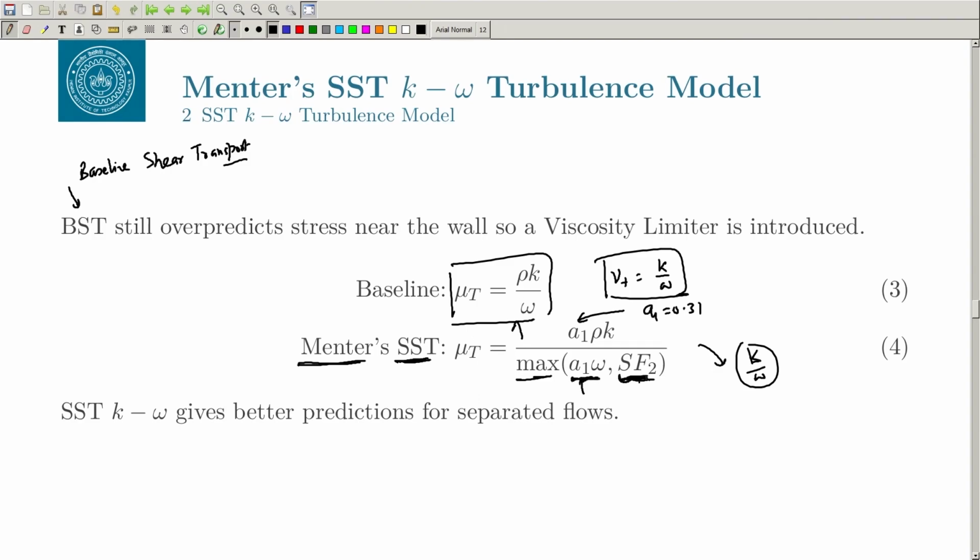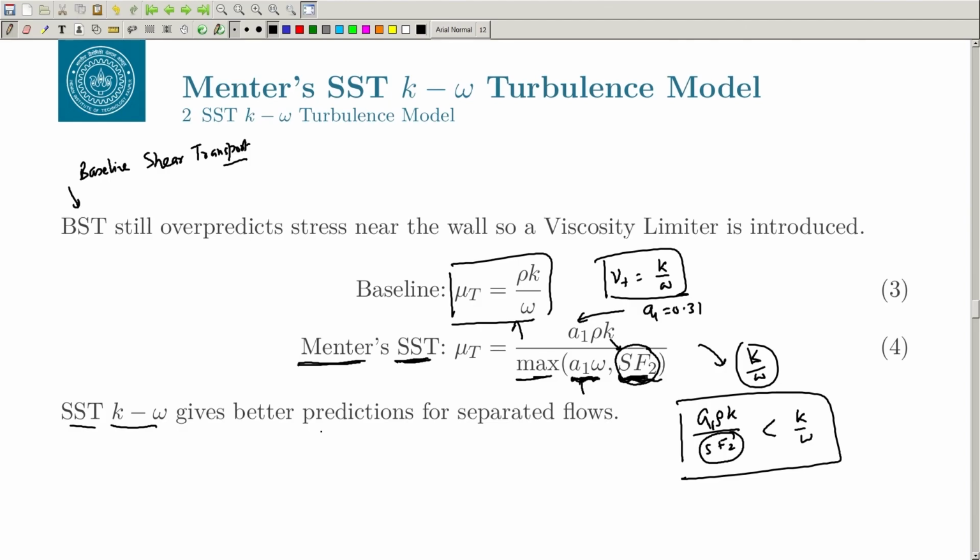But when SF2 is greater than A1 omega, where S is the strain rate parameter and F2 is another function, you will have this term dominating, which is A1 rho k by SF2. Because the denominator becomes higher, it is lesser than k by omega. That is the idea. We want to reduce the eddy viscosity in certain regions. So, this model gives better prediction for separated flows.